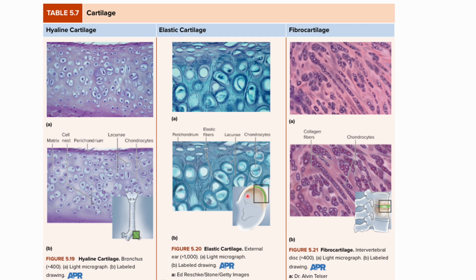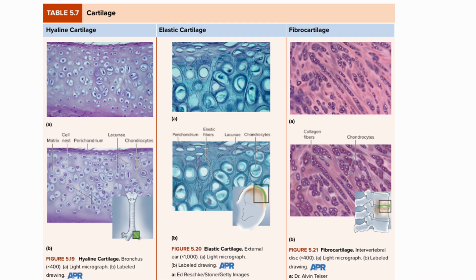Elastic cartilage, this one is taken from the ear. And here we have fibrocartilage taken from your intervertebral discs. In fibrocartilage, we see chondrocytes and lacunae, but it's kind of a linear pattern to it, no? And we also see many collagen fibers in between the chondrocytes in the matrix.